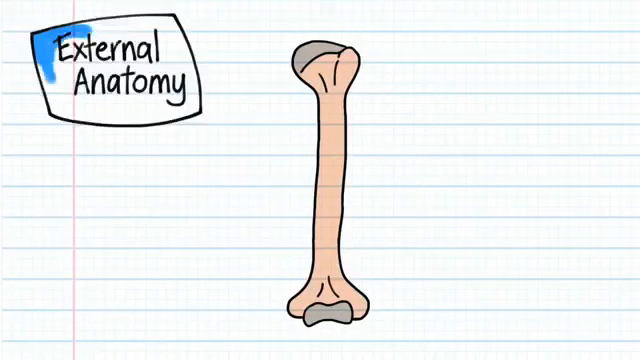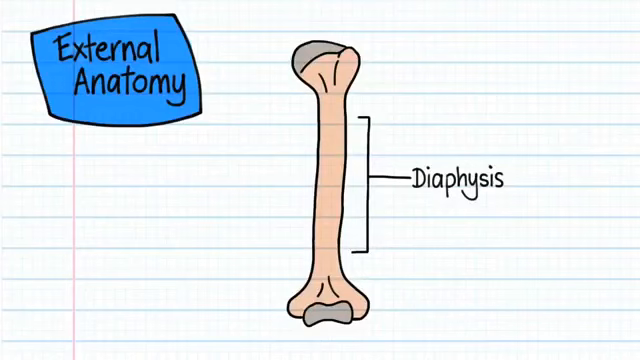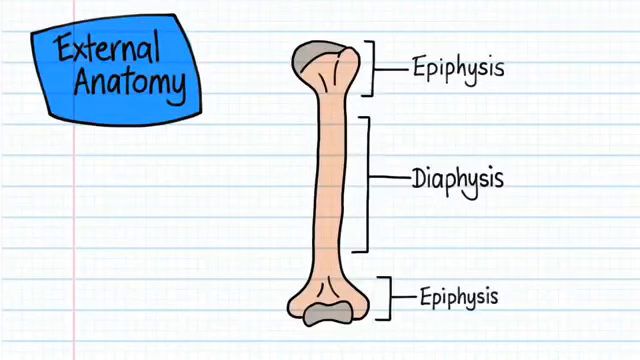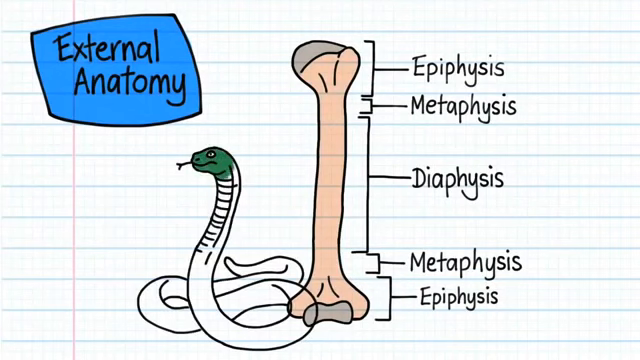The elongated central part of a long bone is called the diaphysis. At each end of the diaphysis is an enlarged area of bone known as the epiphysis. The diaphysis is connected to the epiphysis by a thin segment of bone known as the metaphysis.